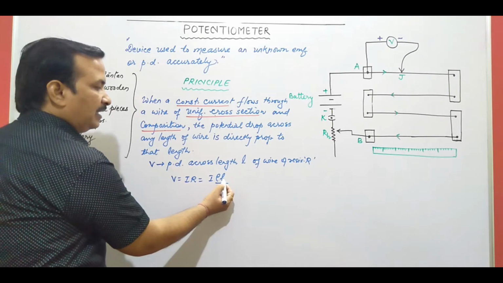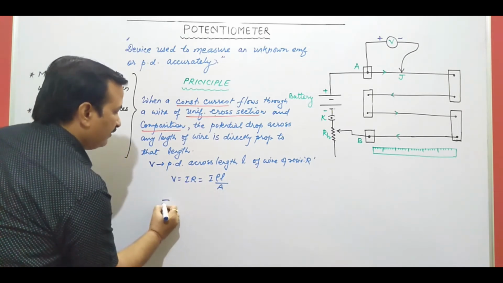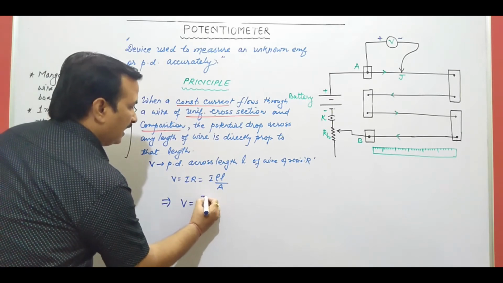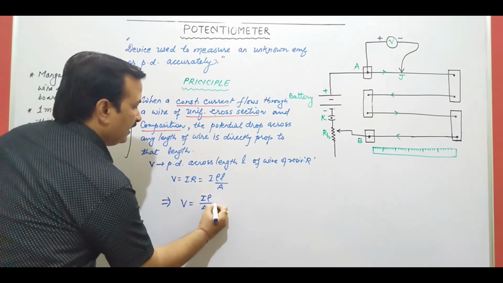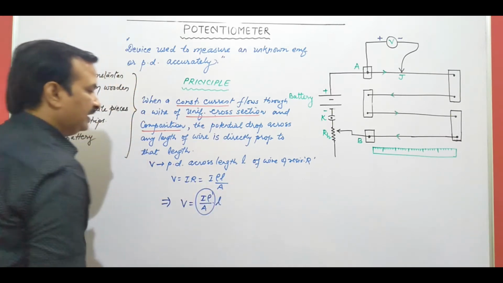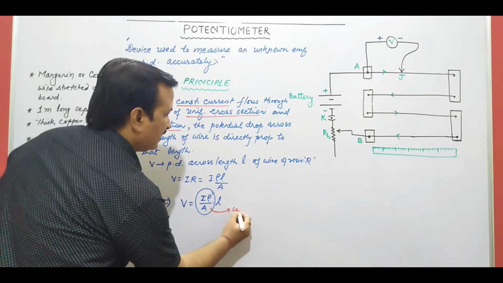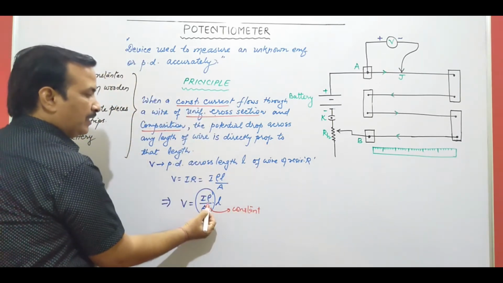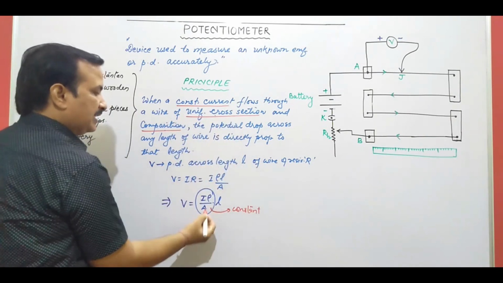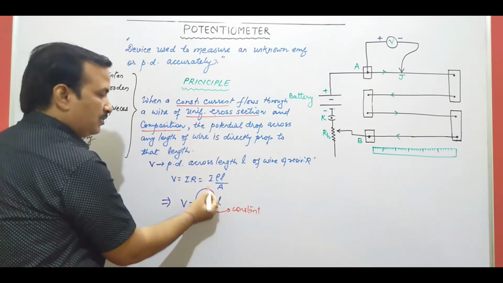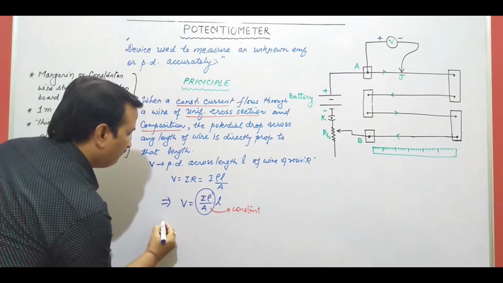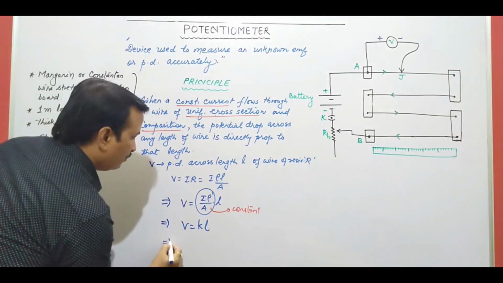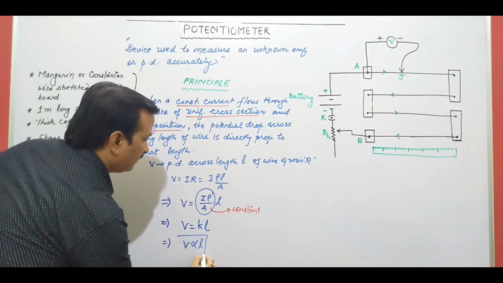Resistance R we can write as rho L by A. This will give you V equal to I rho by A into L. Then this is nothing but constant. Why is it constant? We are saying constant current is flowing. Area, uniform cross section area, composition, resistivity. So all this gives constant. So you will find V is equal to some constant K into L. This will give you V proportional to length of the wire.